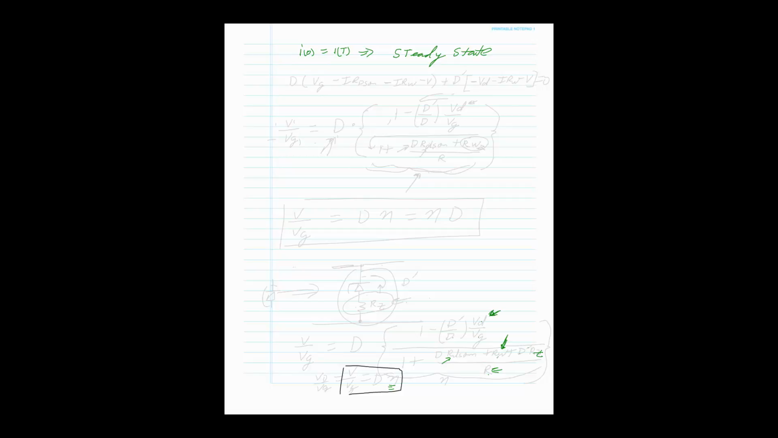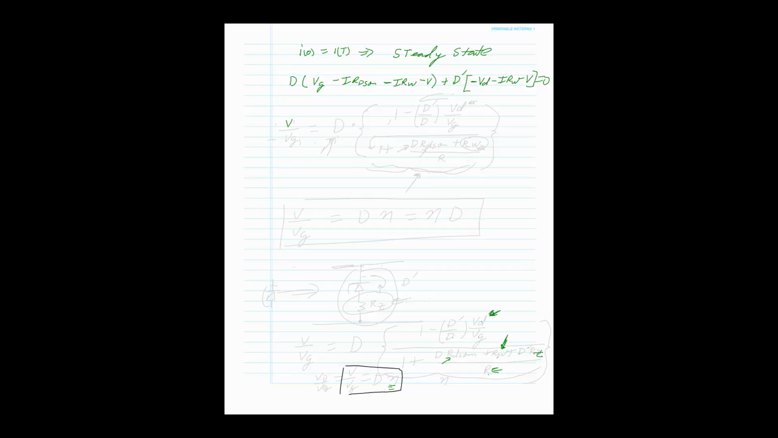So we see that we're going to have D, just like we had before, the time on over the T. Now I'm going to just write D. VG minus I RDS on minus I RW minus V plus a D prime times what? A minus VD minus I RW minus V, and that's equal to 0. In my book, I go through all the steps. It's just algebra from here, but in my book, I go through it step by step.